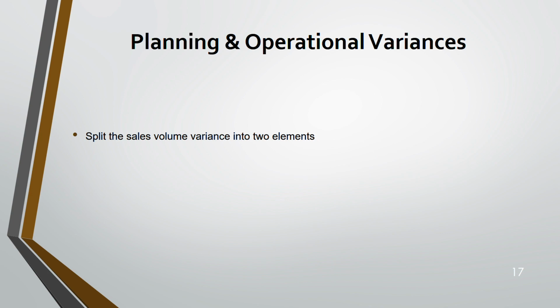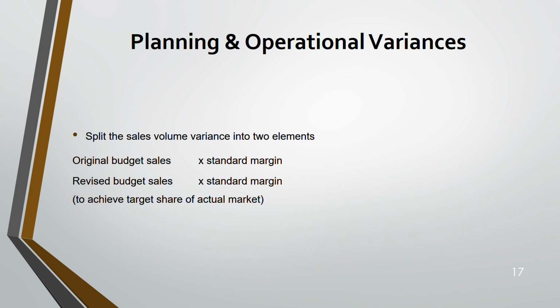Now, you have to split the sales volume variances into two elements. Original budget into standard margin, revised budget sales. Same for the sales also we have to do. Original budget versus the revised budget sales. But the margin is the same, standard and standard. This makes up market size variance, which helps in planning. Because remember, planning means you are changing original and revised budget, keeping the margin the same. So it talks about the size variance.